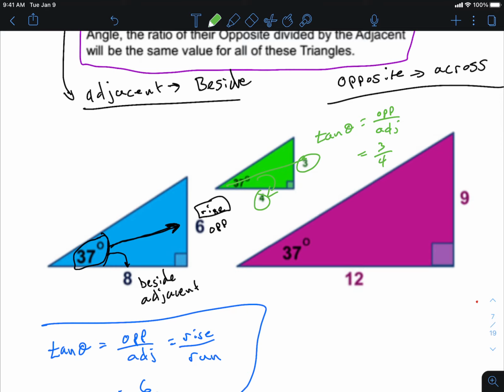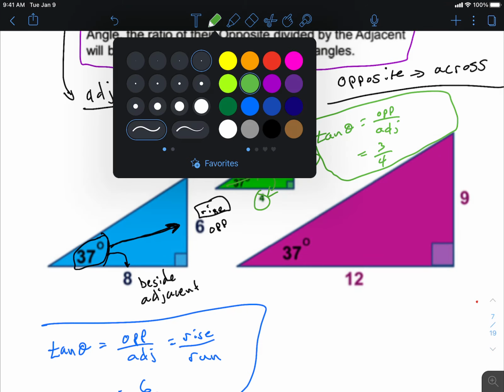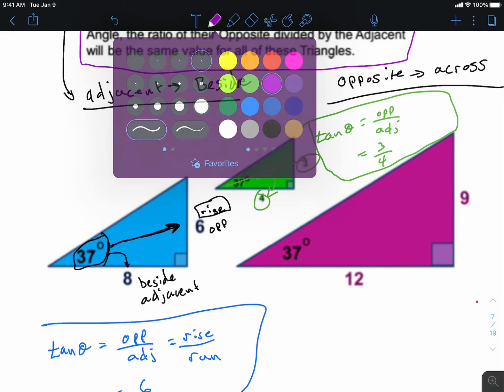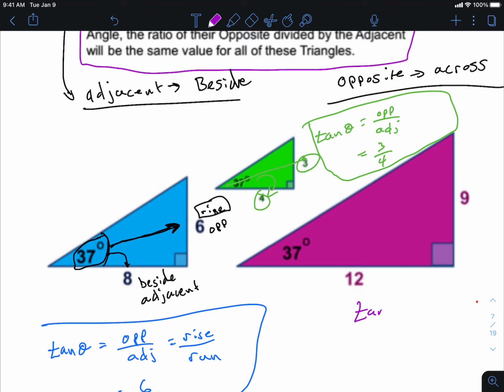Okay. I'm not actually quite done with this yet. Just going to put boxes around everything, and then I'm going to show you guys something in a sec, okay? What about we'll use purple for this one. Tan theta here is equal to 9 over 12, right? Because this is opposite. And this is adjacent.